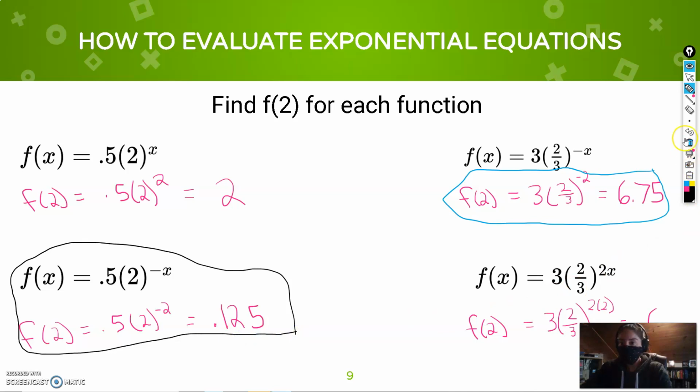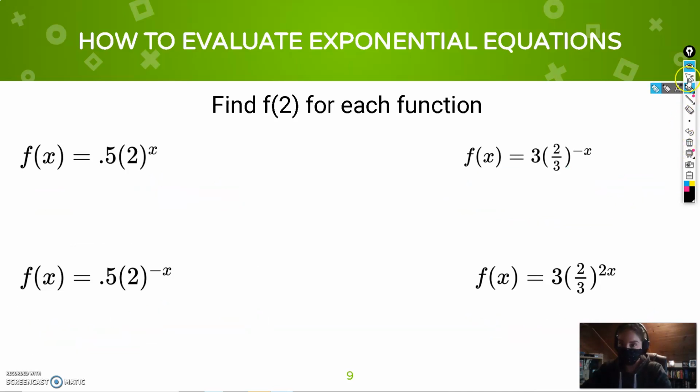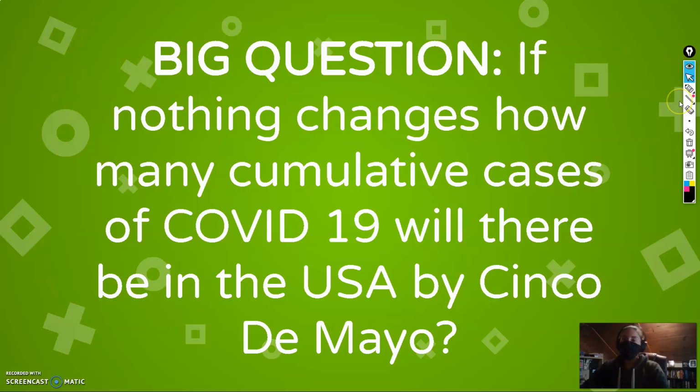But notice when we plugged in 2 each time, we still got a number greater than 0. Interesting. We'll see again in a future video. We'll look at all these properties and see exactly why this happened. Okay, but now for the question of the lesson. If nothing changes currently, how many cumulative cases of COVID-19 will there be in the USA by Cinco de Mayo?